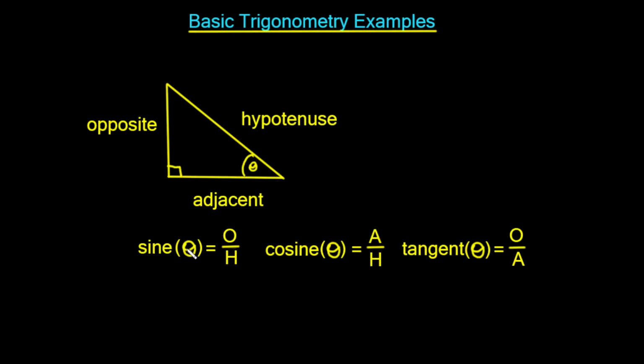The sine of our angle theta is the ratio of our opposite to our hypotenuse. The cosine of our angle theta is the ratio of our adjacent to our hypotenuse, and the tangent of our angle theta is the ratio of the opposite to the adjacent. So let's go ahead and we'll do three examples here.